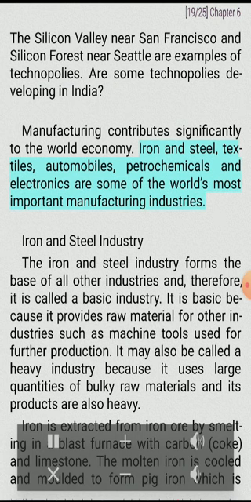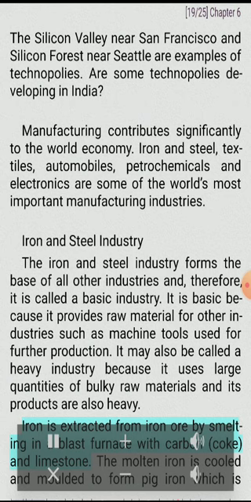Iron and steel, textiles, automobiles, petrochemicals and electronics are some of the world's most important manufacturing industries. Iron and steel industry. The iron and steel industry forms the base of all other industries and, therefore, it is called a basic industry. It is basic because it provides raw material for other industries such as machine tools used for further production. It may also be called a heavy industry because it uses large quantities of bulky raw materials and its products are also heavy.